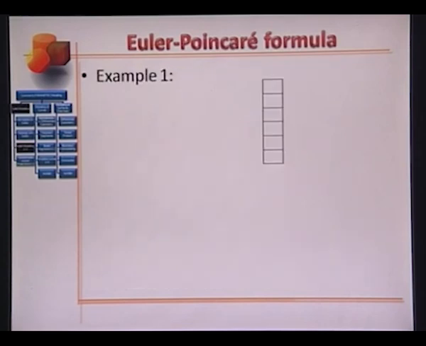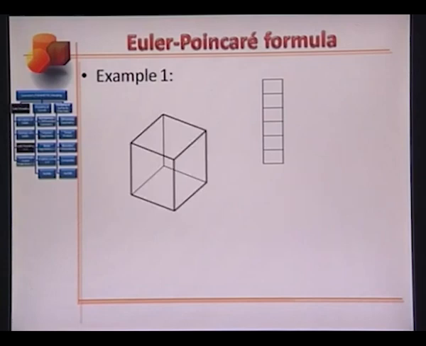Let's consider the first example. This is a cube or a block. The number of vertices, as we all know, is 8. The number of edges is 12. Number of faces, 6. Number of loops, 6. This is because with each face, a loop is associated.